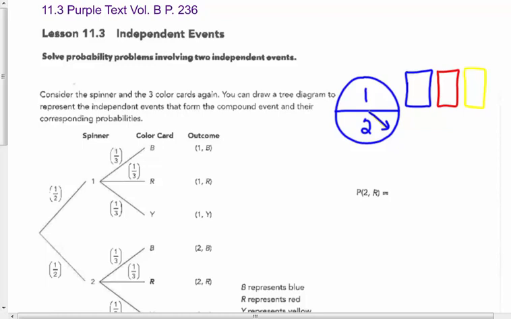Independent probability is when the first event in a compound probability does not affect the second event. The spinner picture obviously wasn't drawn on here, it must have got cut off somehow. So there's a spinner that has sections 1 and 2 only, 2 sections on it. And then there are 3 cards, a red card, a blue card, and a yellow card.